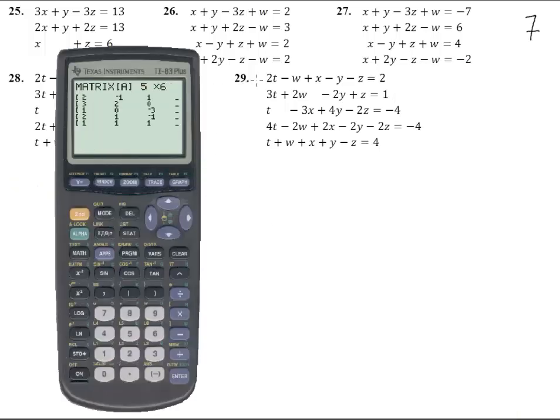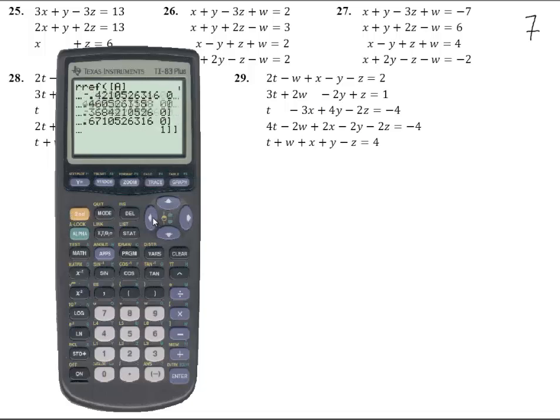So now we're going to do 29. Put this in. Again, it's 1, 2, 3, 4, 5, and then 5 variables and an extra constant out here on the column. So let's put that in. 5 by 6. Okay, now we've just entered in this new matrix. Let's go ahead and do our calculation on it. Matrix A.